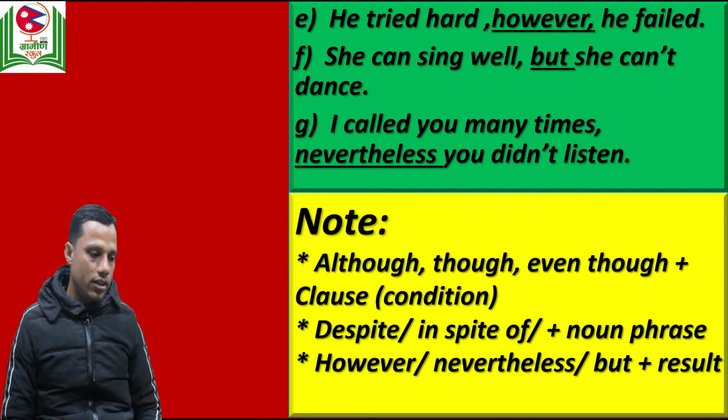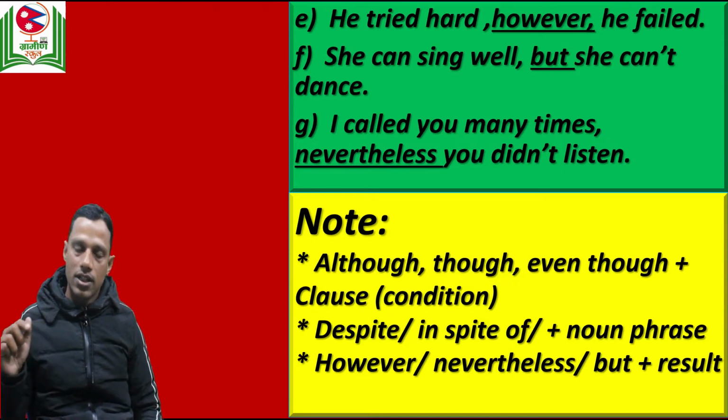And lastly, yes, we have however, nevertheless, and but plus result. It means after the blank space in the given sentences, there must be a result, yes, after the words however, nevertheless, and but. In other words, we can say the connectives like however, nevertheless, and but are followed by a result, right? Yes.